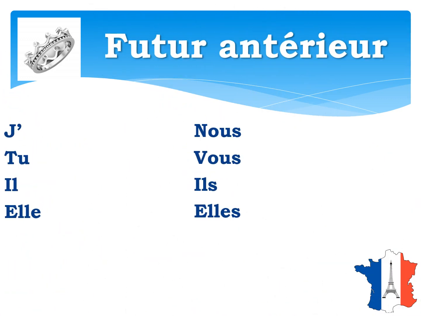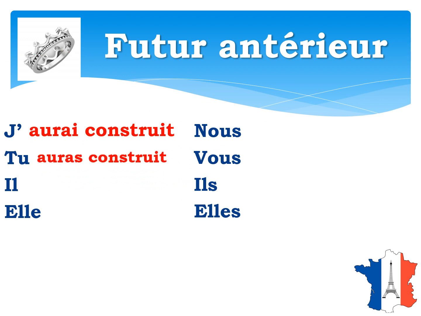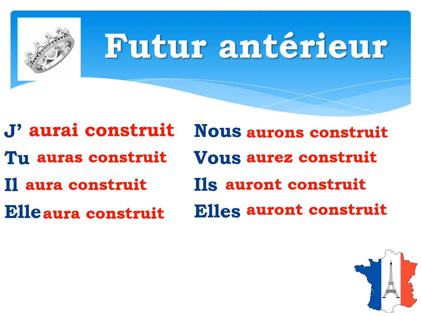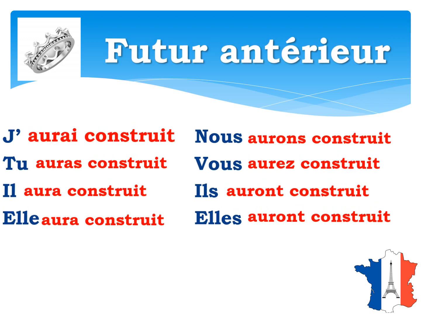Then we have the futur antérieur conjugation, which is the avoir in the future plus the past participle. So it's j'aurai construit, tu auras construit, il aura construit, elle aura construit, nous aurons construit, vous aurez construit, ils auront construit, elles auront construit.